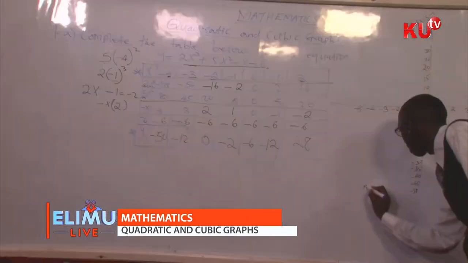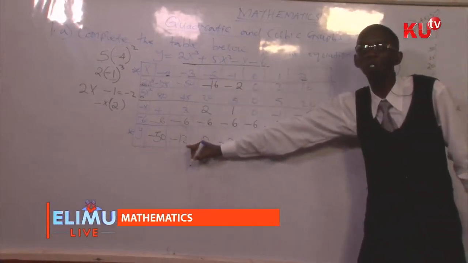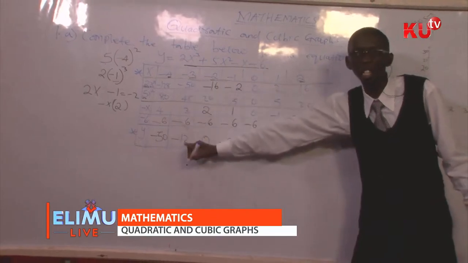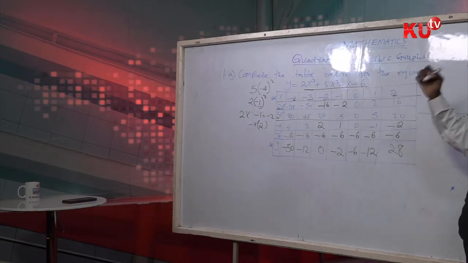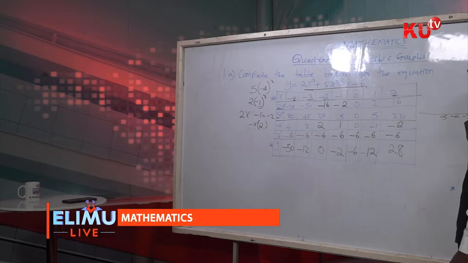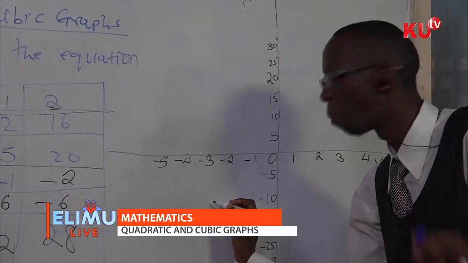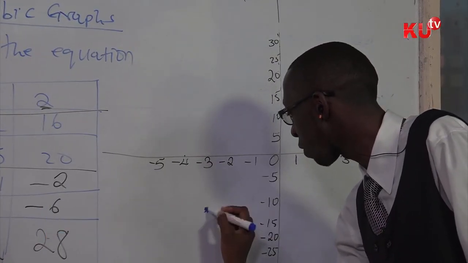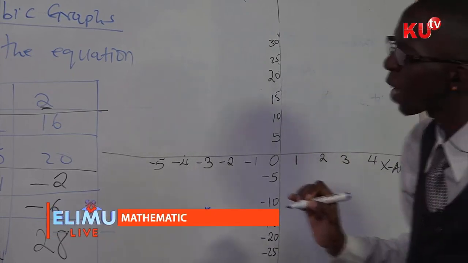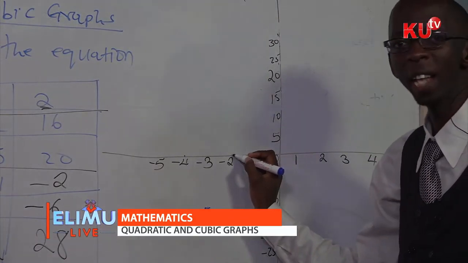Negative 4, negative 50. Negative 4, that is x. Negative 50 is down here. When x is negative 3, y is negative 12. Now we have 1 centimeter to represent 5 units. So negative 3, negative 12 will be after 10. You count 2 small boxes after negative 10. That is where it is.